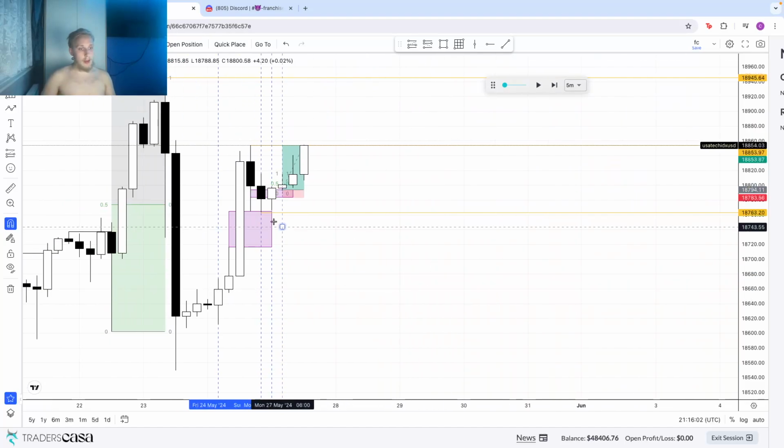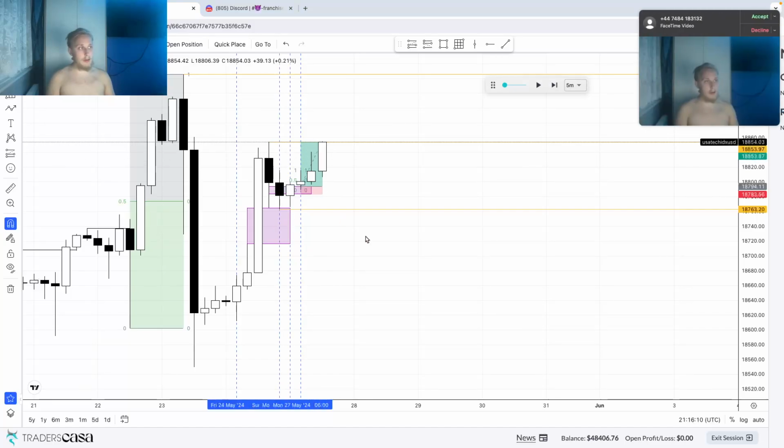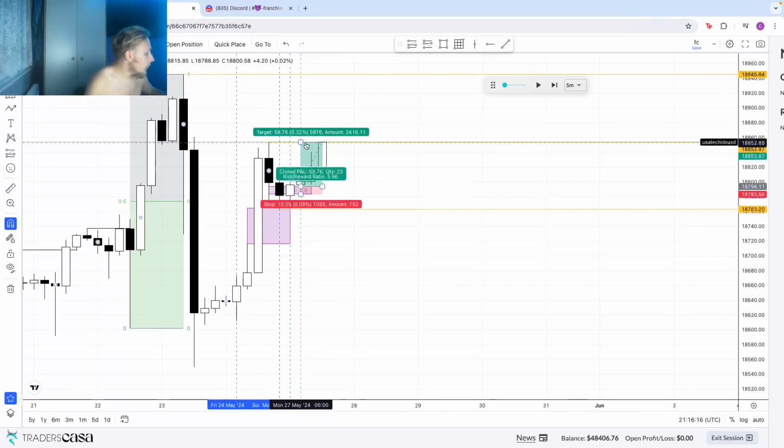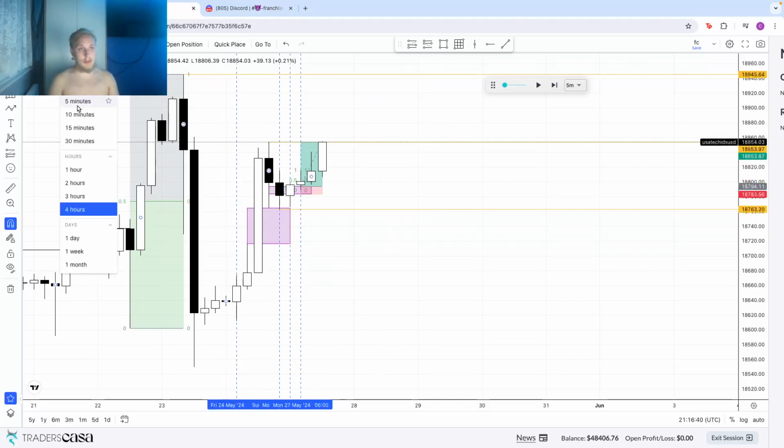As you can see, we are at Monday, so we marked up Monday London and Monday New York. The trade was in New York, and as you can see, it was a very clean trade. Not really any drawdown at all. I'll show you what I was seeing though.